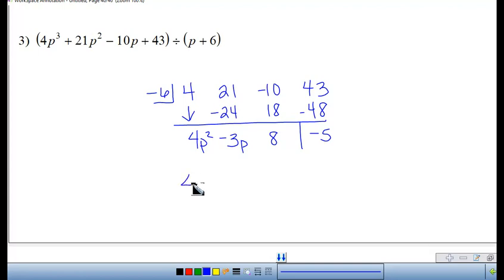Your final answer will be 4p squared minus 3p plus 8 plus a remainder of negative 5 over p plus 6.